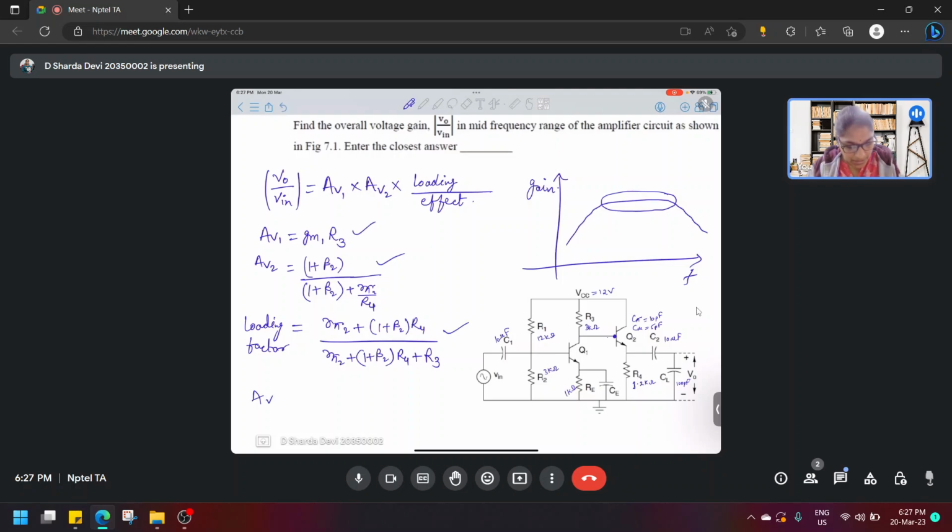Coming back to AV1, for that we have to find GM1. How do we find GM1? It is IC1 by VT. We have found IC to be 1.8 milliamperes, right? And VT was 26 millivolts. So GM1 turns out to be 9 by 130 Siemens.